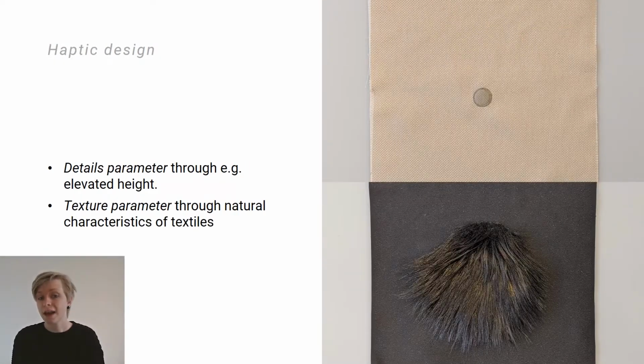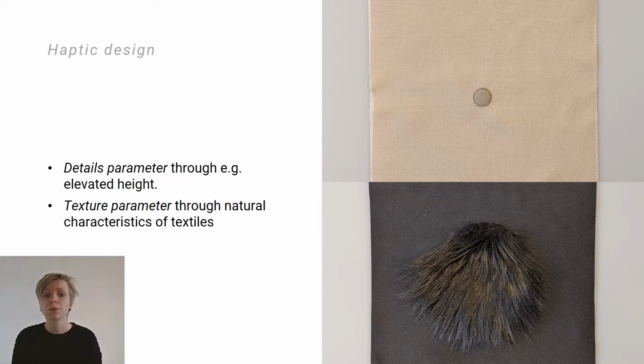When considering the haptic perception in textile interfaces, we focused on the details and the texture parameters. Details would refer to our ability to haptically recognize differences such as height or shape or texture. So in the upper example, we can easily detect this element even when we don't see it because of its elevated height from the base material.